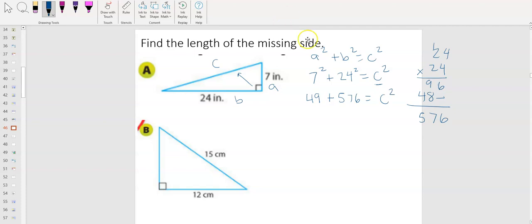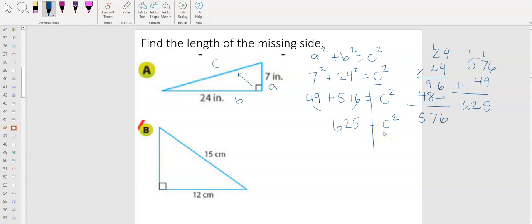Now I can't do anything with this c because it is a variable. So what I'm going to do is solve the left side of the equation. We can go ahead and draw our mirror at this point. And I'm going to solve the left side of my equation so I can figure out what c squared equals. So if I add 49 and 576 together, I'm going to get 625. And that's going to be c squared. But I am not done because I want to know what c is, not what c squared is.